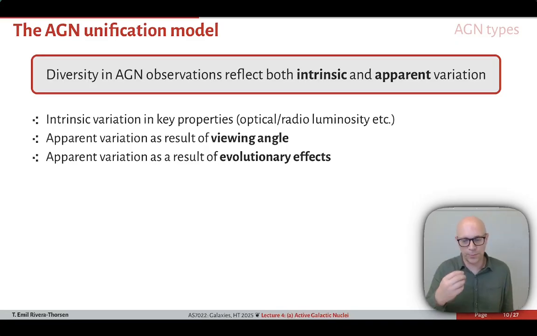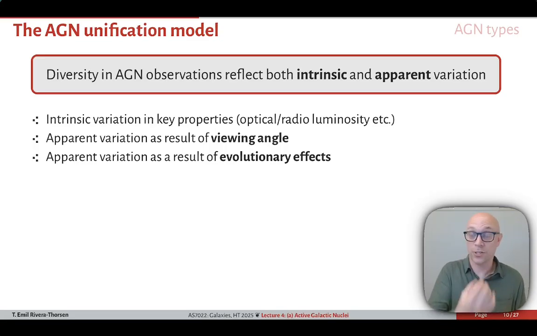So the broad diversity in AGN types and AGN observations reflects both intrinsic and apparent variation. Intrinsic variation meaning that the objects that we're looking at are actually different, right? These can be variation in their luminosity, their optical luminosity, their UV or X-ray luminosity, their radio luminosity, and so on. There are such variations.